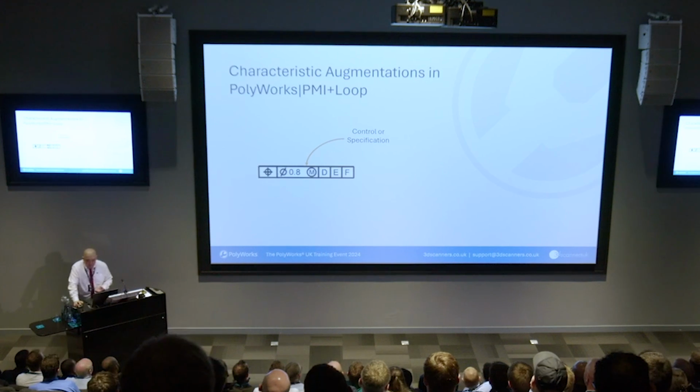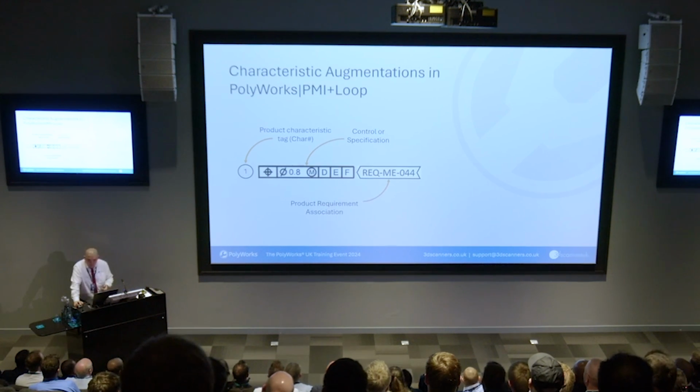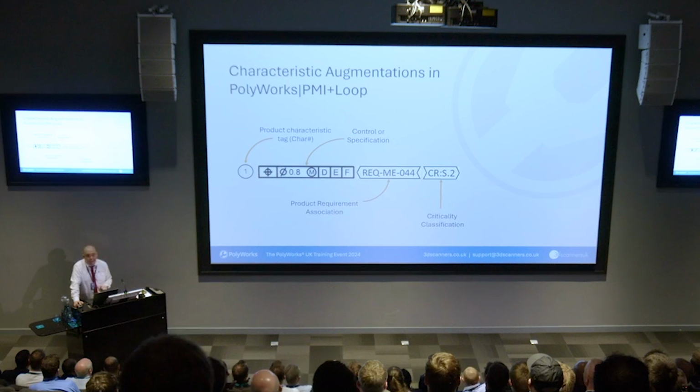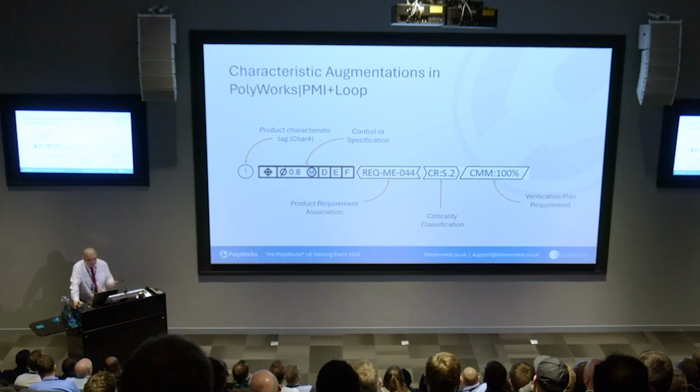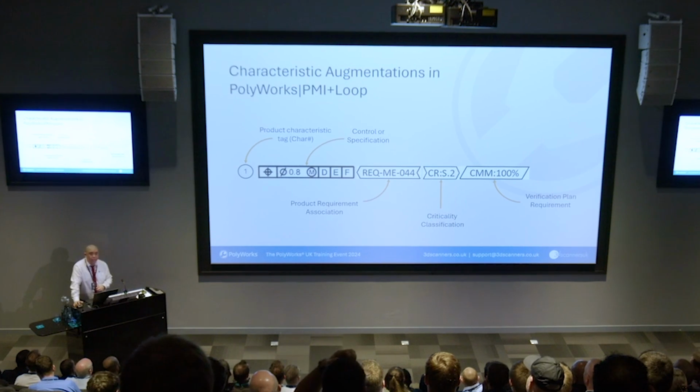Now, there are many augmentators that certain companies can use. For example, again, we have the product characteristic tag or characteristic number. We have the production requirement association, like what document you would need to read to interpret this control. Criticality classification, so a rating system on how important that particular control might be. Or even something like the verification plan requirements, which in this example shows you that this particular control needs to be measured with a CMM.